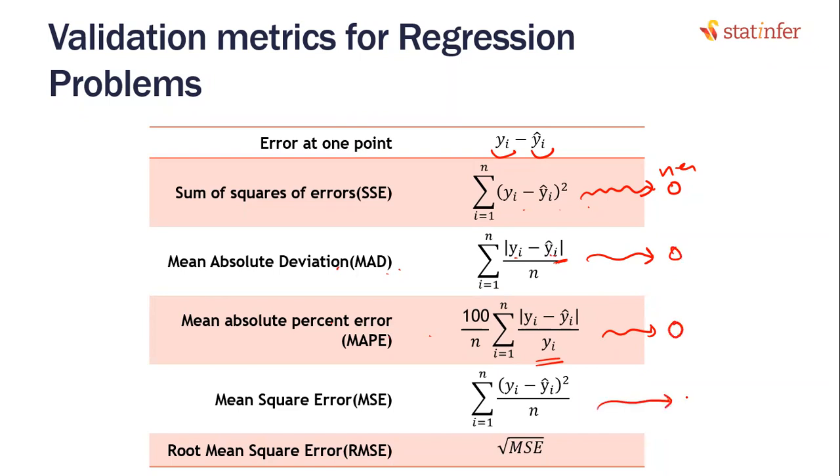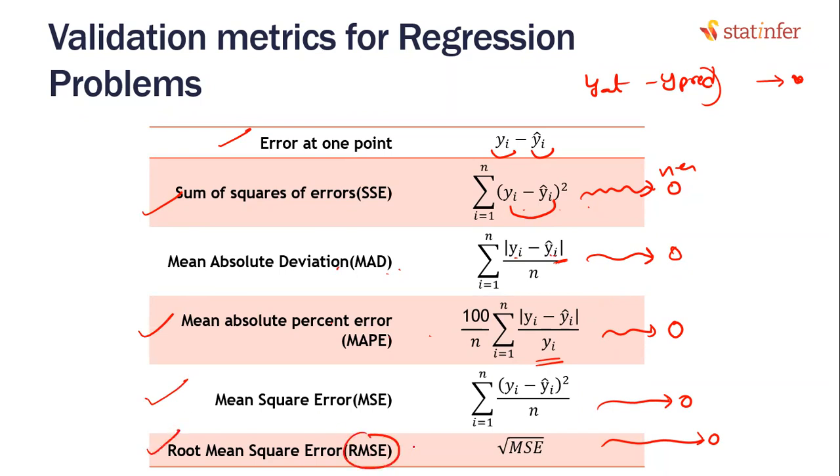Mean squared error, that is also near to 0. Root mean squared error. If you look at it carefully, all these are derived from this one only, Y actual minus Y predicted. Have you observed it? Sometimes we take the absolute value, sometimes we take the square value, divided by this one. Be it error at one point, sum of squares of error, mean absolute percentage error, mean squared error, or root mean squared error (RMSE), all of them should be near to 0.